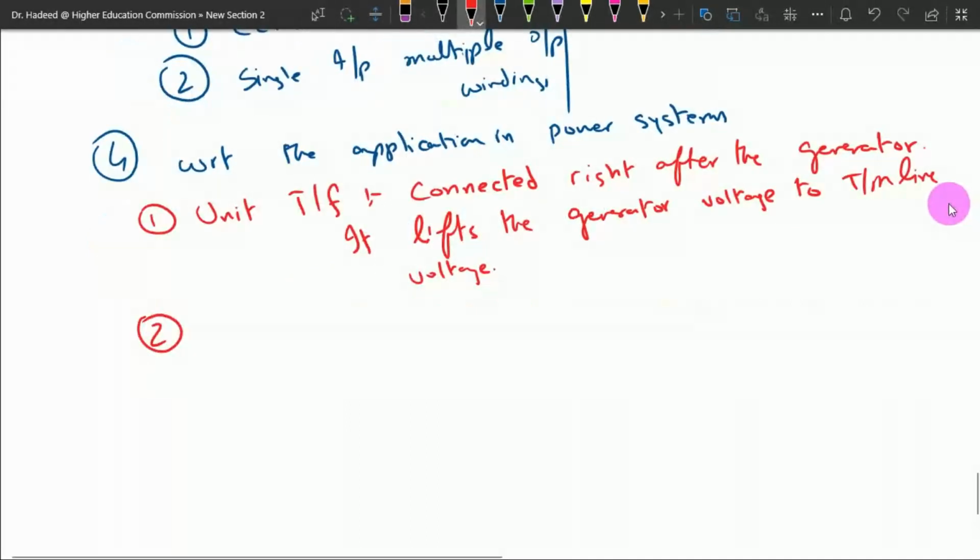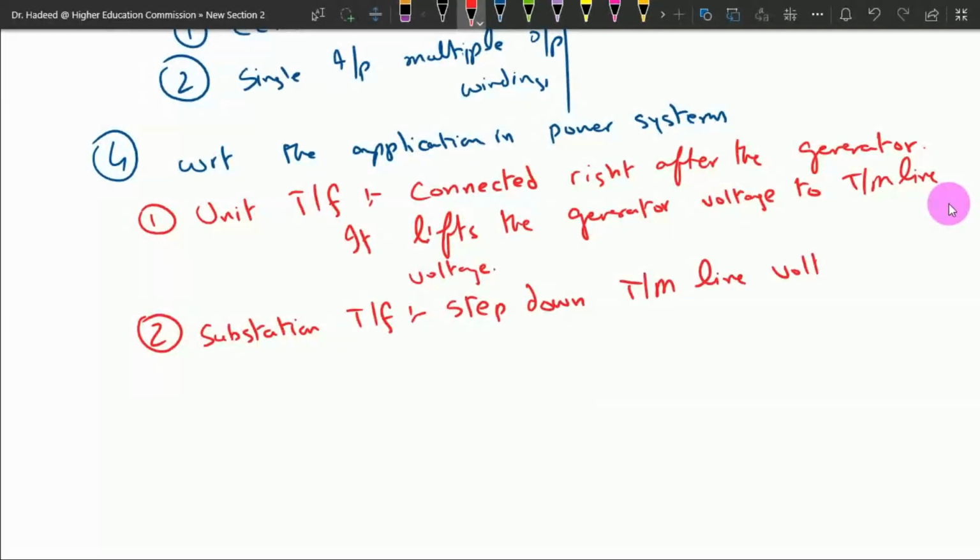Also we can have a substation transformer. This substation transformer is actually used to step down the transmission line voltage, which may be 500 kV, 132 kV, 66 kV, depending on the national grid. It steps down the transmission line voltage to the distribution level voltage.